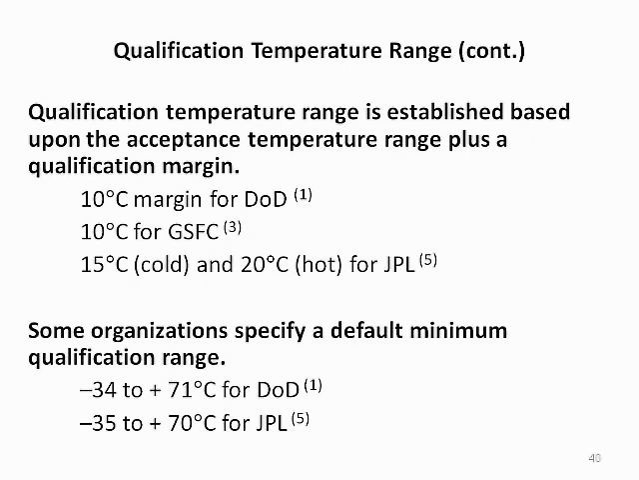Qualification temperature ranges are established by adding a qualification margin to the acceptance temperature range. The Defense Department and NASA Goddard typically add 10 degrees C, while JPL adds 15 degrees C on the cold end and 20 degrees C on the hot end. Note that while JPL requires less margin between analysis predictions and acceptance test temperatures, they require significantly more qualification margin. Some organizations also specify a default minimum qualification range. For DoD, this is minus 34 to plus 71 C, with JPL requiring a very similar minimum range of minus 35 to plus 70 C.